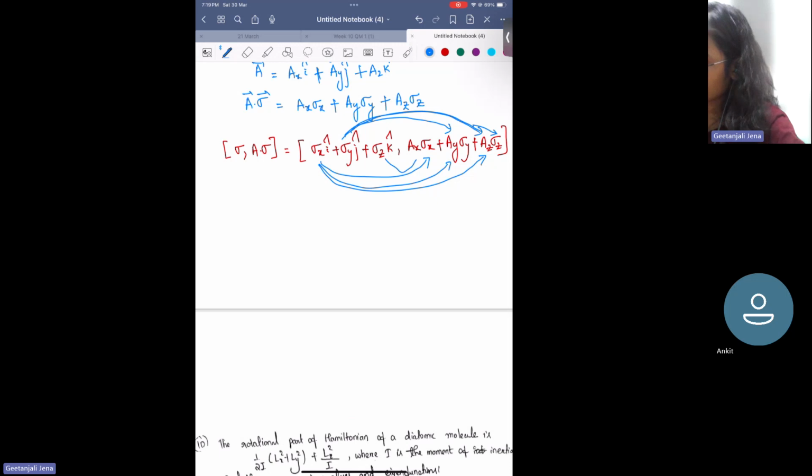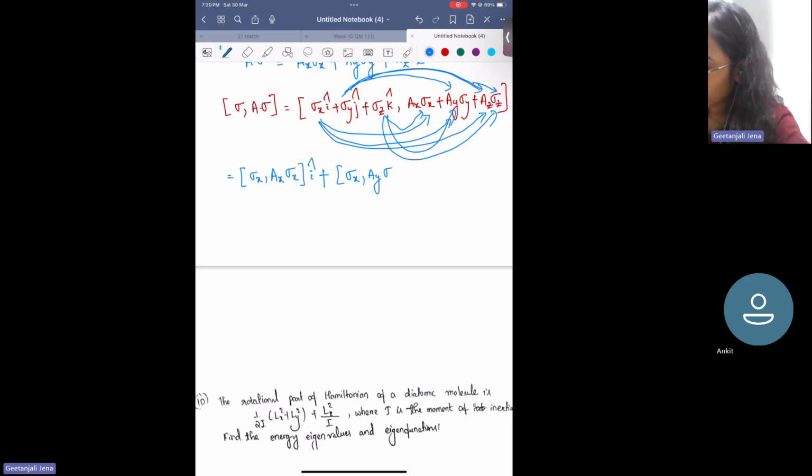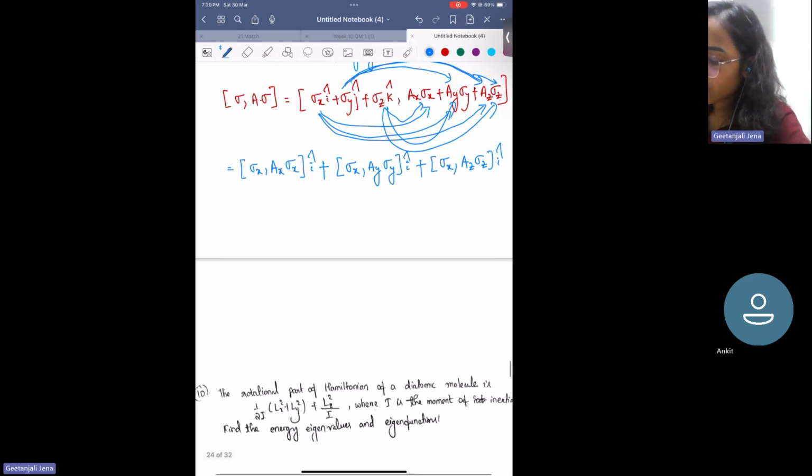The third one also has three terms. So let us see. The first one is sigma x, Ax sigma x i cap plus sigma x, Ay sigma y i cap plus sigma x, Az sigma z i cap. This is the first one.